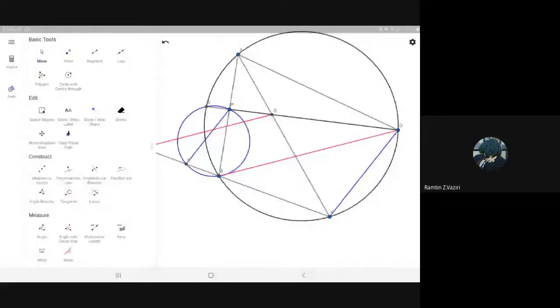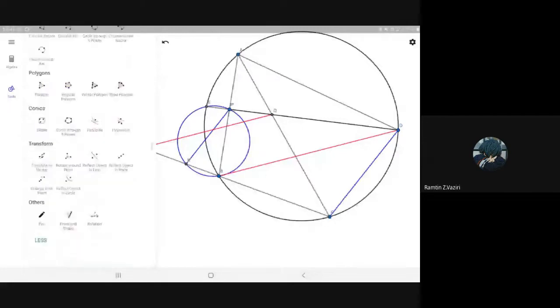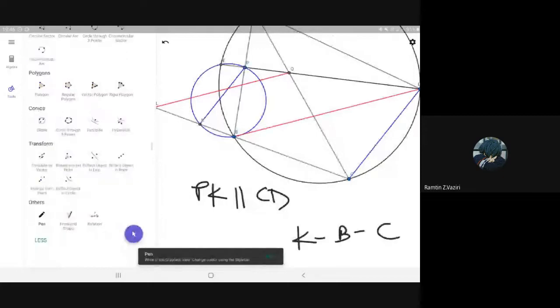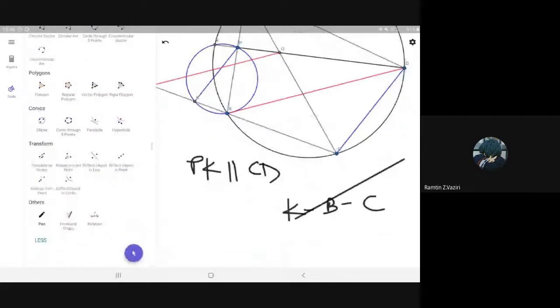You can just argue that since E lies on the black circle, if you produce EP and it hits again at D, right? Since you have PK parallel to CD, the main point to note is that A, B, and C are collinear, and E, P, and D are collinear. So you can just conclude that E lies on the blue circle.